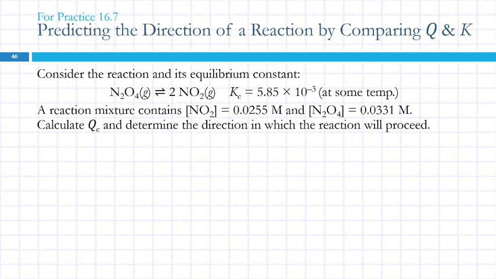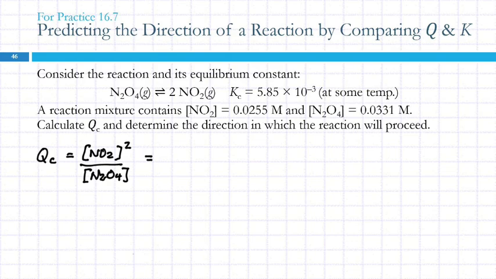So, to calculate Qc, we write the same expression we would for the equilibrium constant. So, concentration of the products squared, because of the coefficient, divided by the concentration of the reactants. Okay? So here we're given concentrations. So we can just plug these into our little equation.